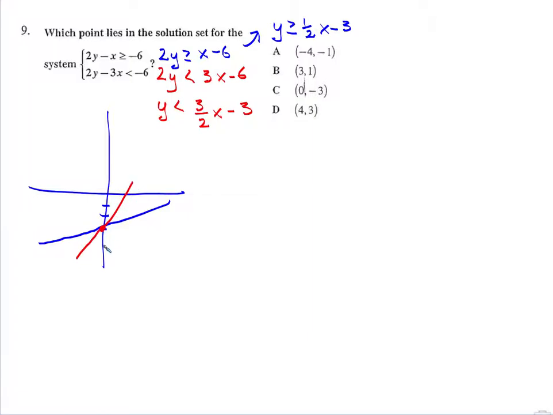And for the red line, it's below, so down here. And then for the blue line, it's saying y is greater than or equal to, so it's above the blue. So above. So I'm looking in this area, this region over here. So let's see which of these matches up.